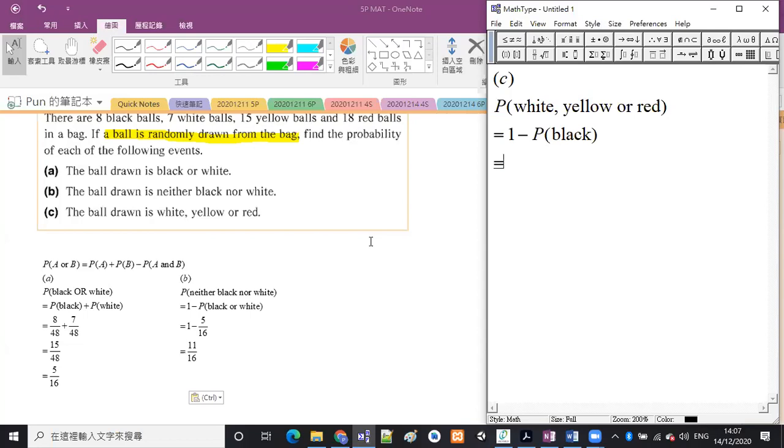So I just need to use 1 minus a fraction, and that fraction will have the denominator equal to 48 again. And then the number of black balls in this bag is equal to 8. Okay, so it is equal to 1 minus 1/6. That is equal to 5/6. Can you get this?